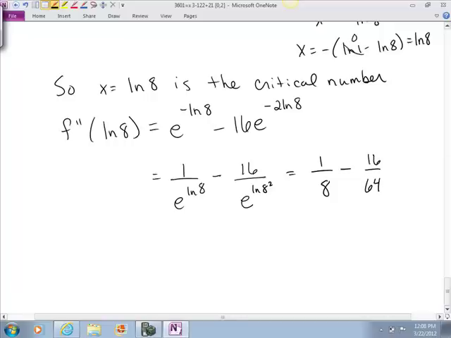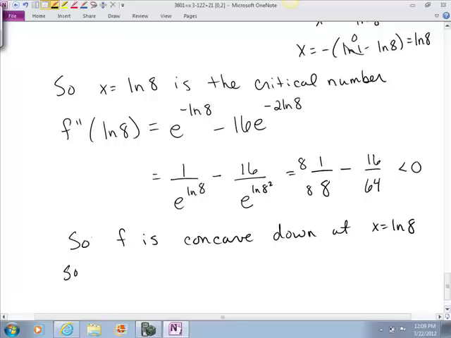16/64. Okay. All we want to know is whether this is positive or negative. If we multiply by 8/8 here, you get that it'll be negative, right? Okay. And if it's negative and it's a critical point, that means f is concave down at x equals the ln of 8. So therefore, if it's concave down there, it is a max. Okay? All right. Do you remember? Yeah.